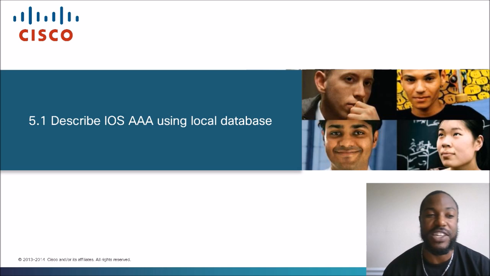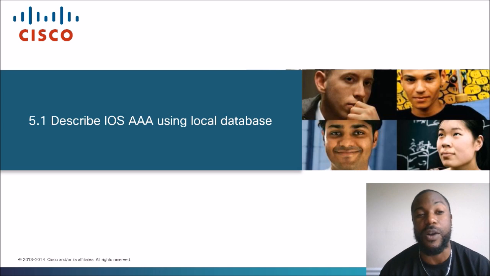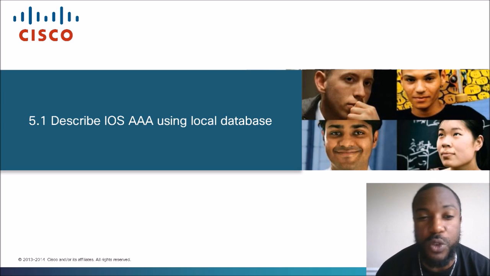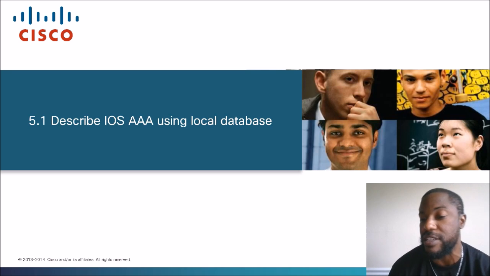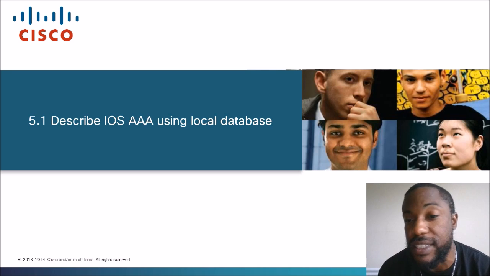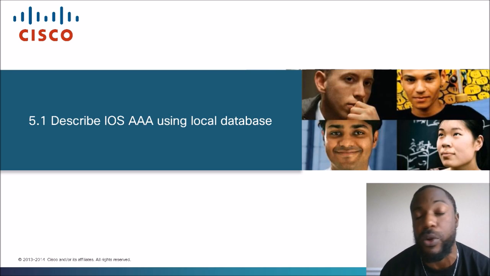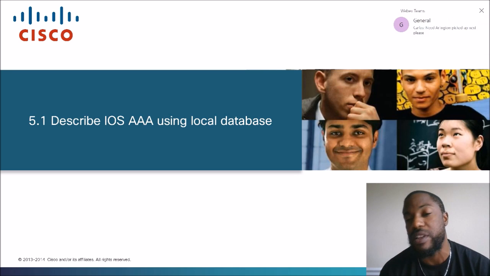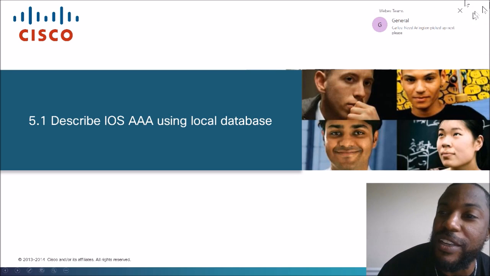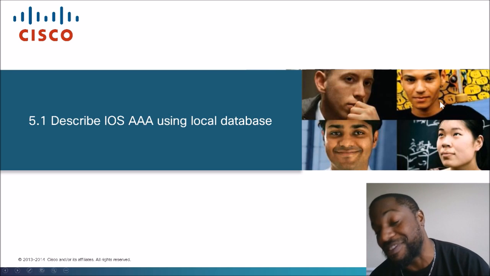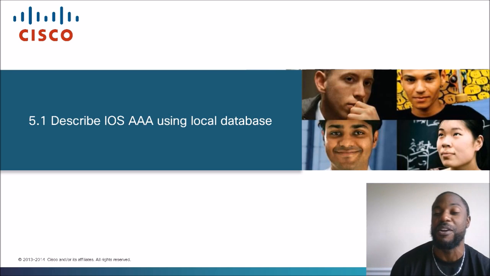And today's topic is section 5.1, Describe iOS AAA using local database. This is a topic in the CCNP Route exam. It will be known as the CCNP Enterprise exam come February 24th, 2020. Let's take a look at the exam blueprint to see where we came from and where we are headed.